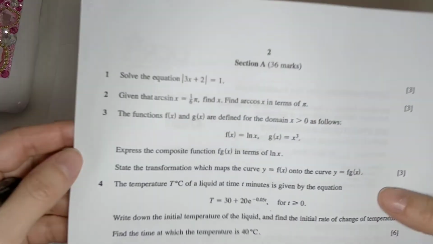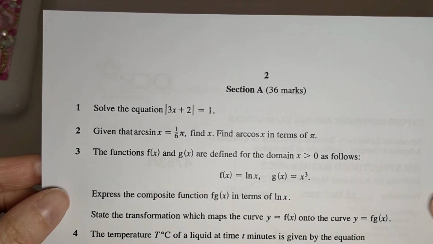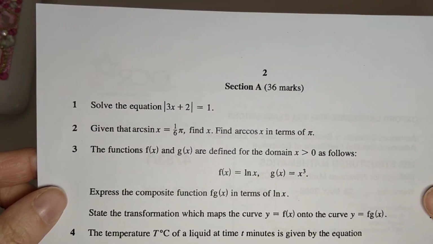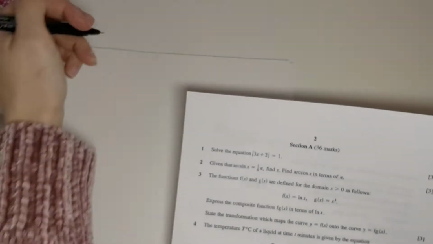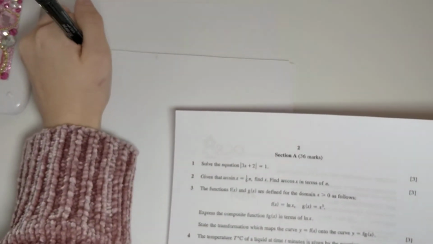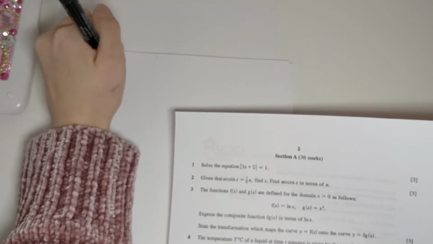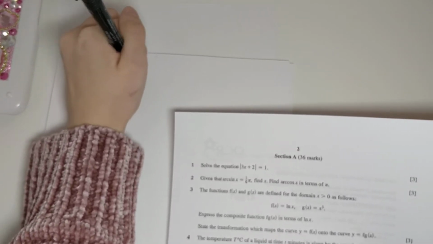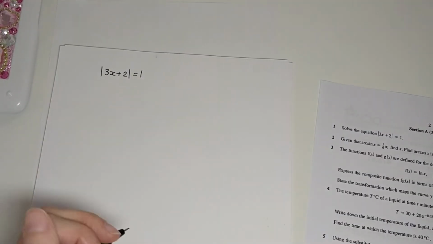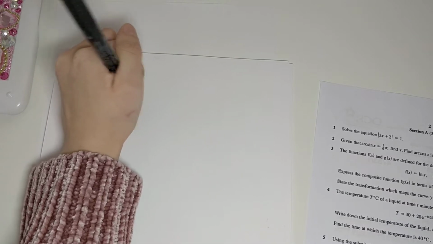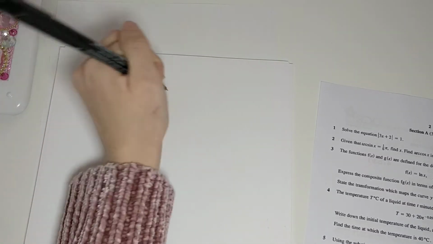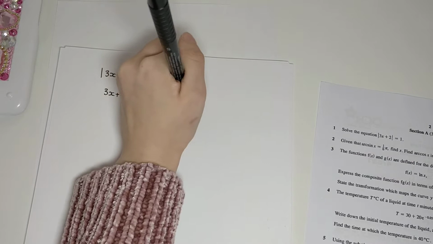So let's see. As often is the case, the first question is a modulus solving question for 3 marks. Solve the equation mod 3x plus 2 equals 1. Okay, so that means that 3x plus 2 either equals 1 or it equals minus 1.